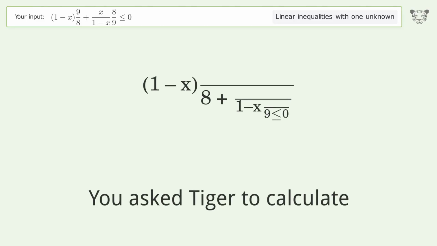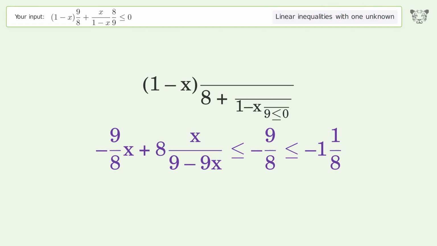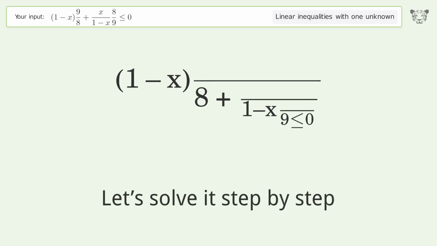You ask Tiger to calculate. This deals with linear inequalities with one unknown. The final result is negative 9 over 8 times x plus 8 times x over 9 minus 9 times x, equal or smaller than negative 9 over 8, equal or smaller than negative 11 over 8. Let's solve it step by step.